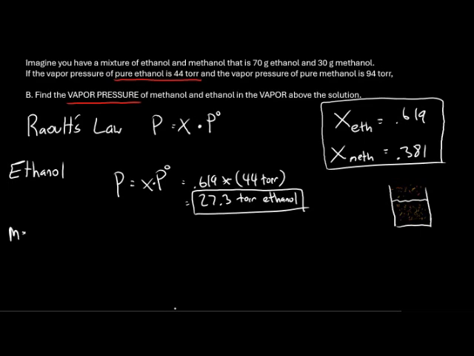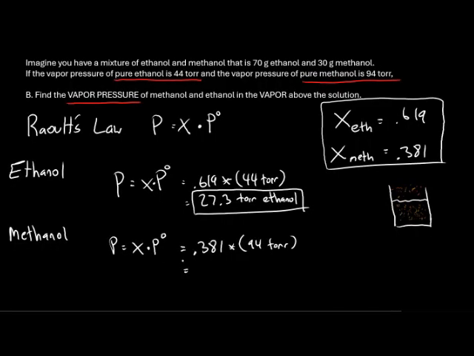We can do the same for methanol. Once again, saying that pressure is equal to mole fraction times standard pressure. The mole fraction for methanol was 0.381. We got that previously as well. Then we multiply by the vapor pressure of methanol. For methanol, that's 94 torr. Go to a calculator and do the operation. We'll get 35.8 torr. So the pressures of both gases above the solution are now known. We know our pressure of ethanol and methanol.